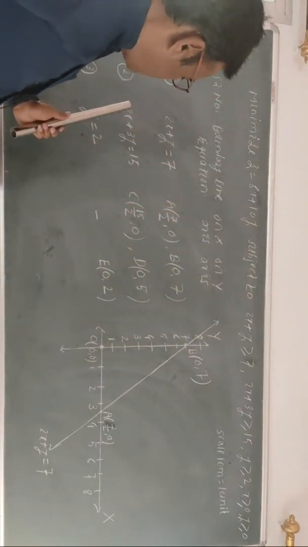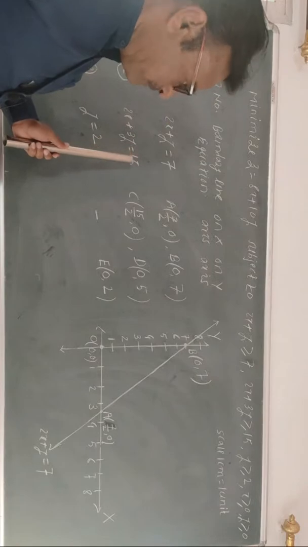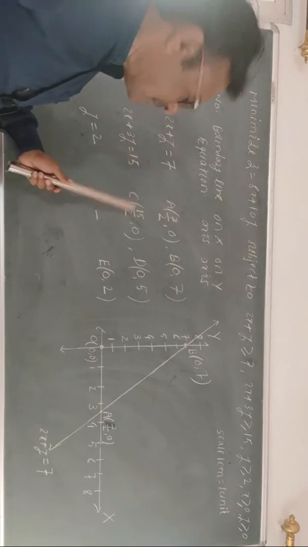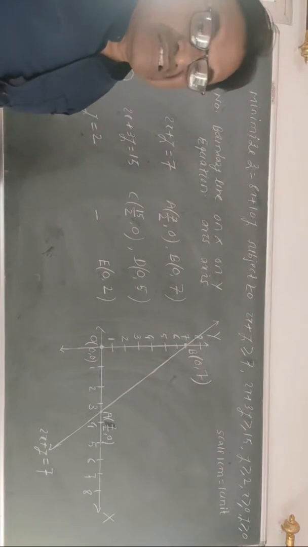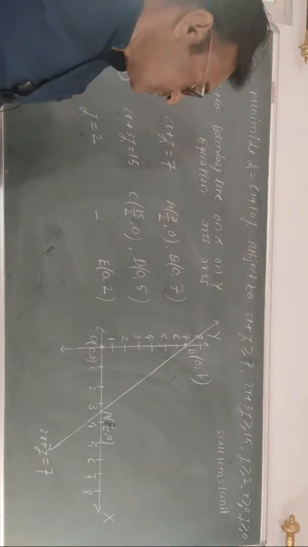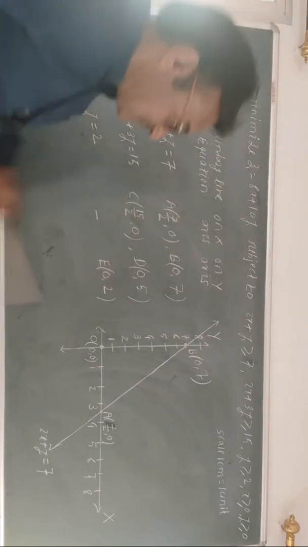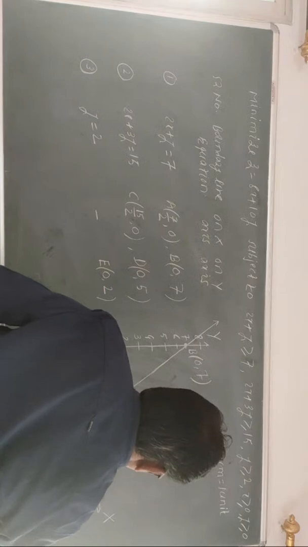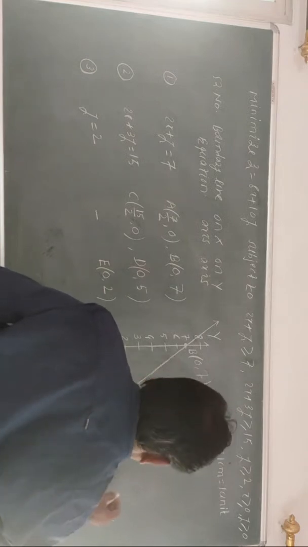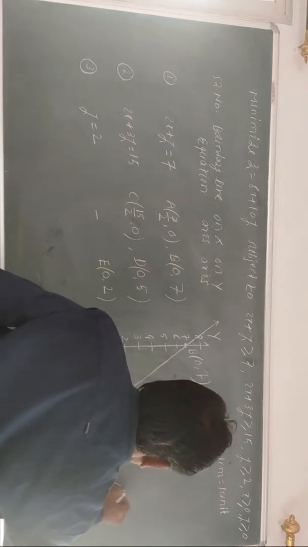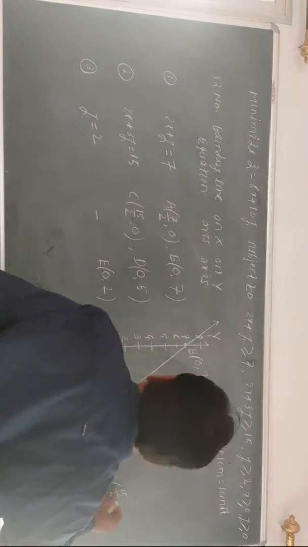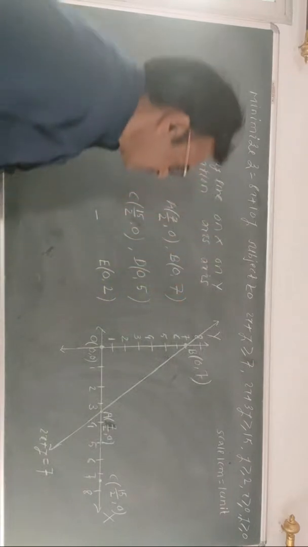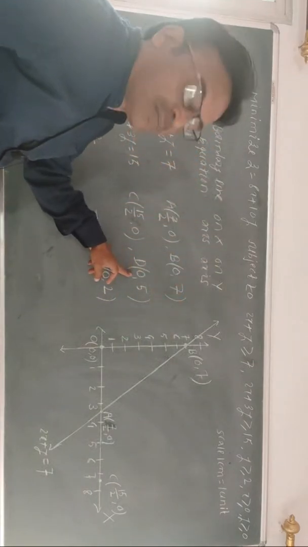Next we draw the line 2x plus 3y equals 15. Here the coordinates are C, 15 by 2, and 15 by 2 is 7.5. This point lies on the x-axis, so we write here 7.5. The coordinate is C (15 by 2, 0). Next point is D (0, 5).